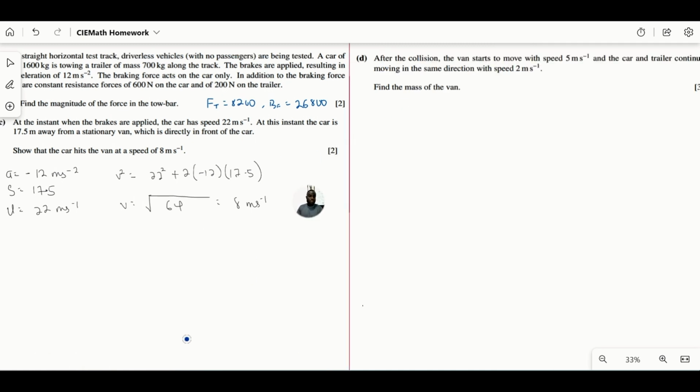We are told that after the collision, the van starts to move at a speed of 5 meters per second, and the car and the trailer continue moving in the same direction with a speed of 2 meters per second. And with that information, we want to calculate the speed of the van. So we began with something involving motion, and then later on a little bit of momentum has shown up here, but that's fine. Let's see how that goes. Now, looking at the conservation of momentum when bodies collide, we can write the following.